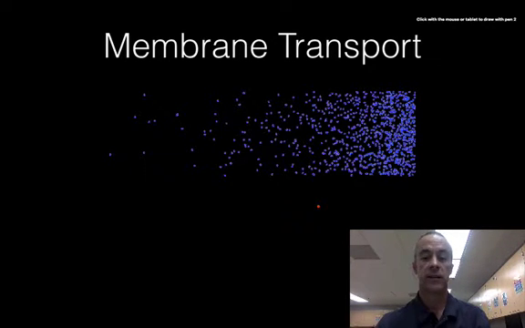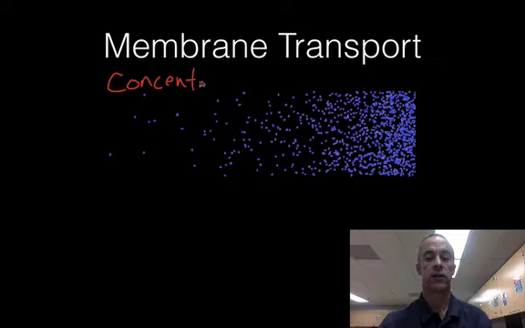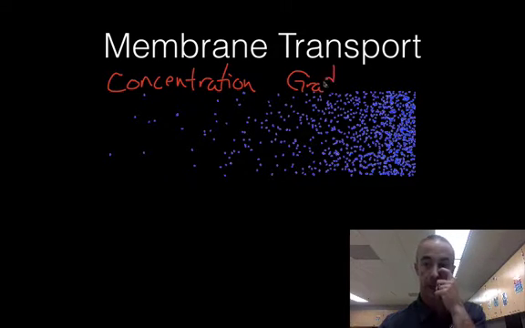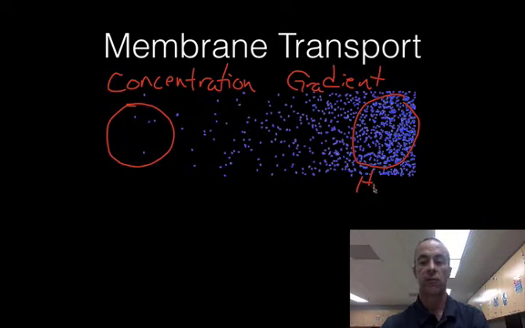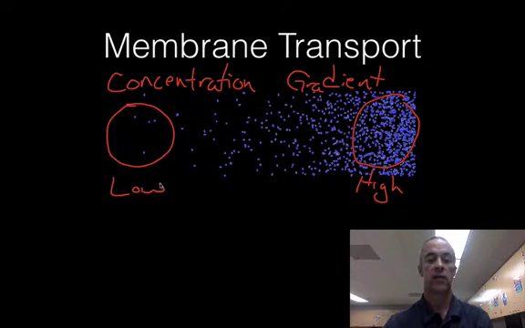The first thing we want to talk about, though, to give you an understanding of why things want to move, is this idea of something called the concentration gradient. The concentration gradient is basically just a comparison between the concentration of something in one area versus the concentration in an adjacent area. You'll notice here on the right, there's a very high concentration of these blue dots, and on the left, there's a very low concentration.